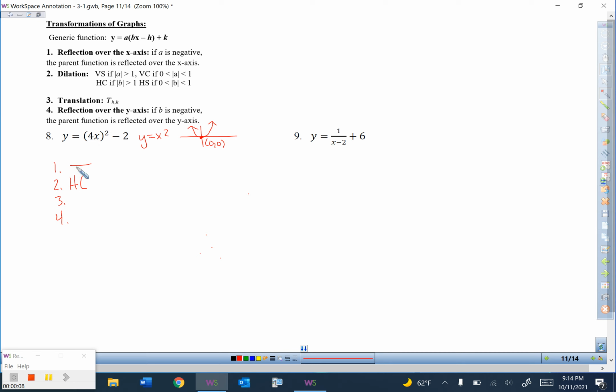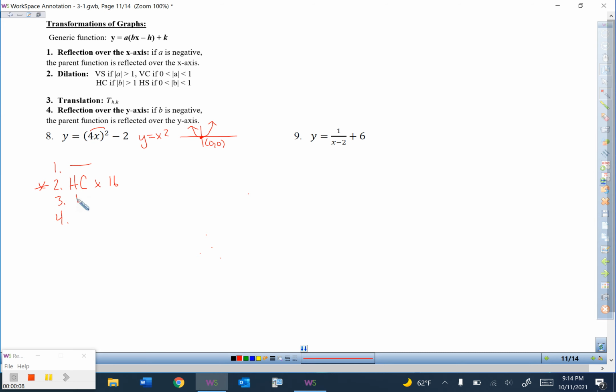Now what we have to pay attention to with anything horizontal, it doesn't happen with vertical, it's just horizontal, is you have to pay attention to the parent function. Because this 4 is inside that grouping symbol, meaning that 4 cares about what the grouping symbol does to it. So this 4 is getting squared, which means our horizontal compression is really by a factor of 16.